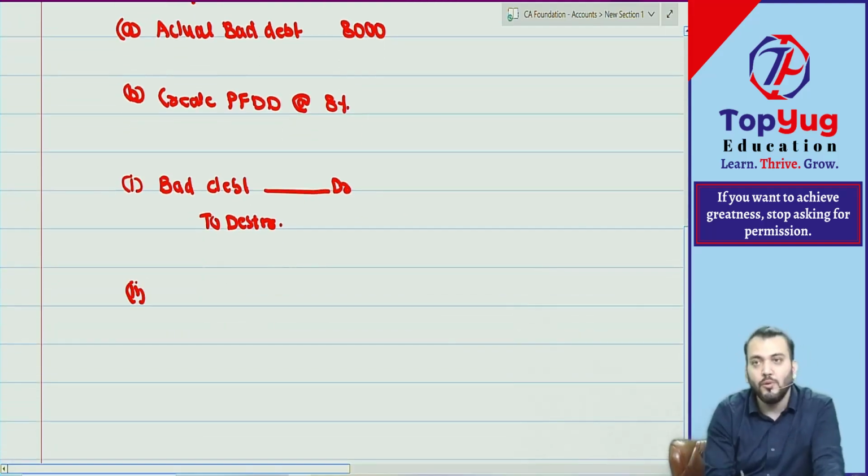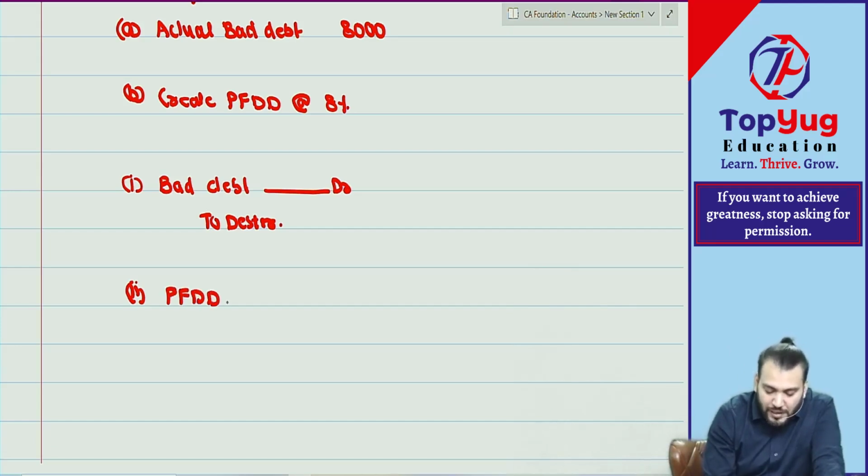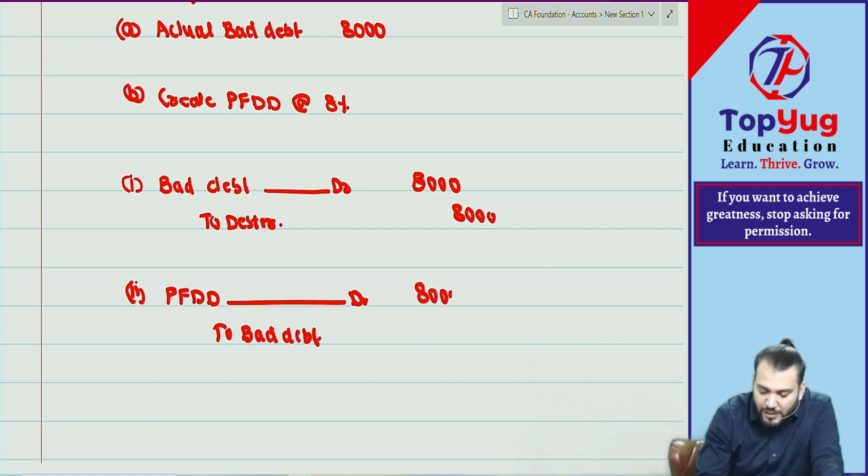Then this bad debt will be closed. Normally bad debt is a nominal account, and a nominal account is closed by transfer to the PL account. But it is a special case, because for bad debt we already created provision last year. So this bad debt will be closed by transfer to the provision account. Provision for doubtful debt account debit to bad debt. The amount of bad debt was 8,000, so 8,000 here and 8,000 there.